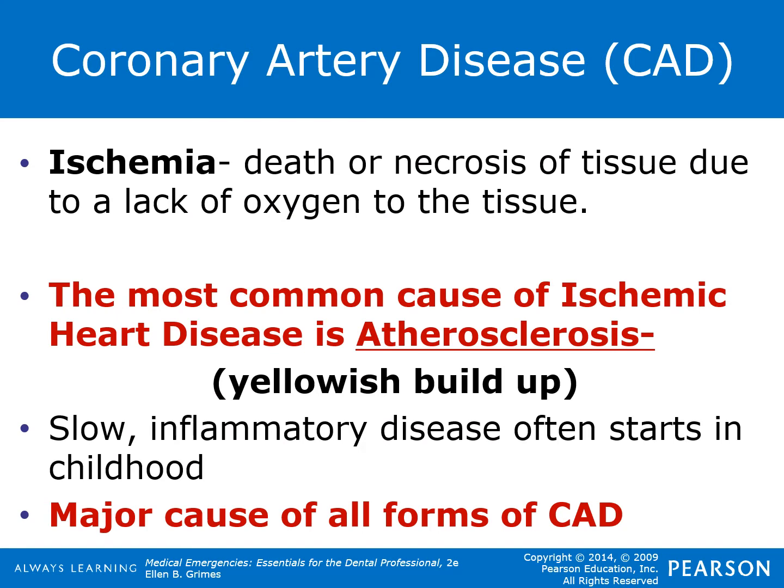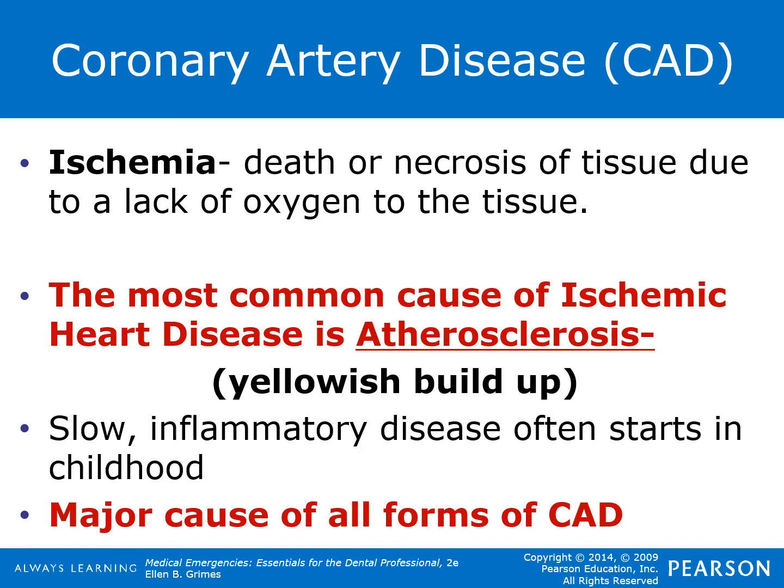So ischemia is the death or necrosis of tissue due to a lack of oxygen to the tissue. And we've talked about ischemia before. It's like a big white patch almost because it's not getting any oxygen there.